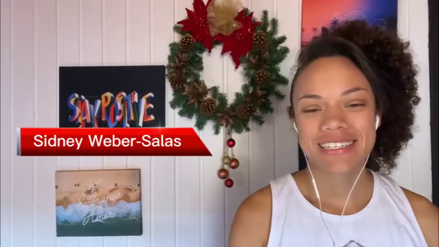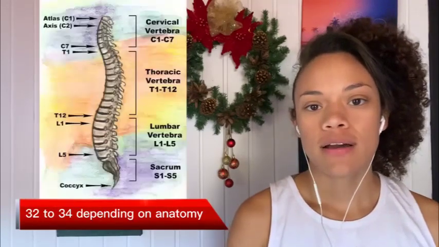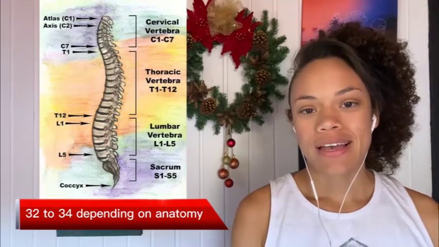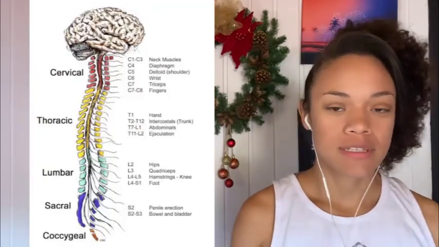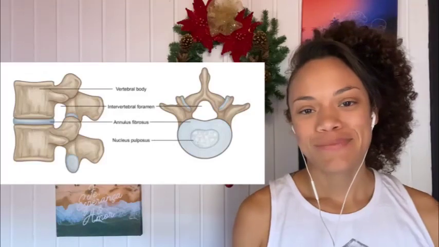Hello friends, my name is Weber-Salas and today we're going to speak about the spine, which has 34 vertebrae, the bone part, depending on the anatomy of each one. It also has the spinal cord, it has nerves, it has discs and much more.